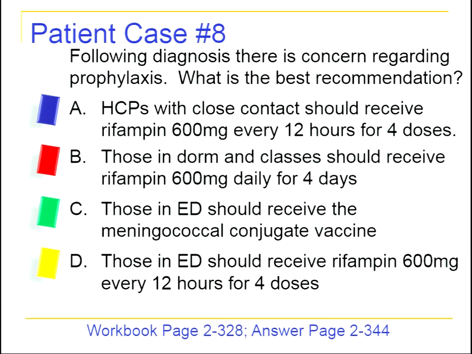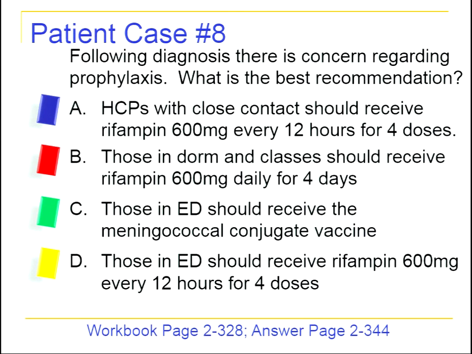All right, following the diagnosis in this patient, and this is case number 8, his cultures grow Neisseria meningitidis, and now there's a concern about prophylaxis. So what is the best recommendation for meningitis prophylaxis when people have been exposed to someone with meningococcal meningitis?